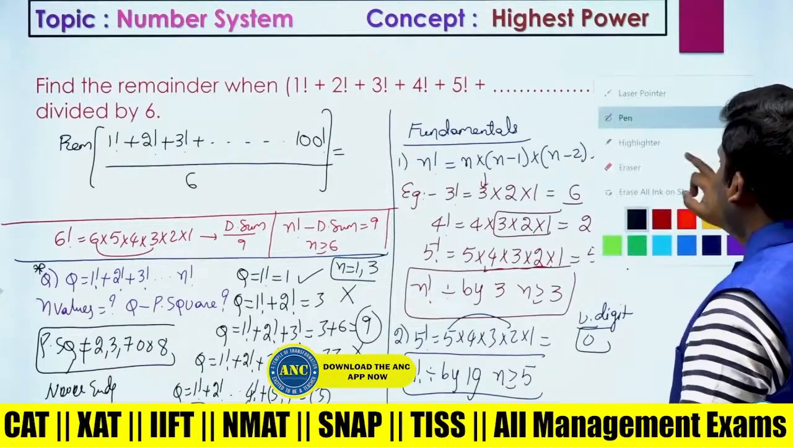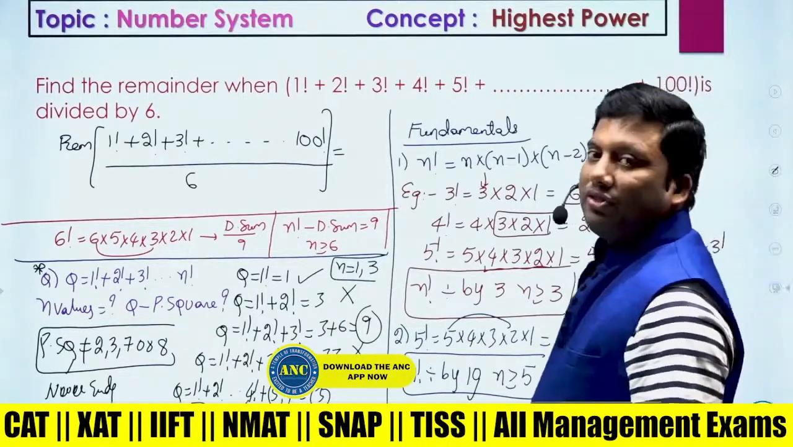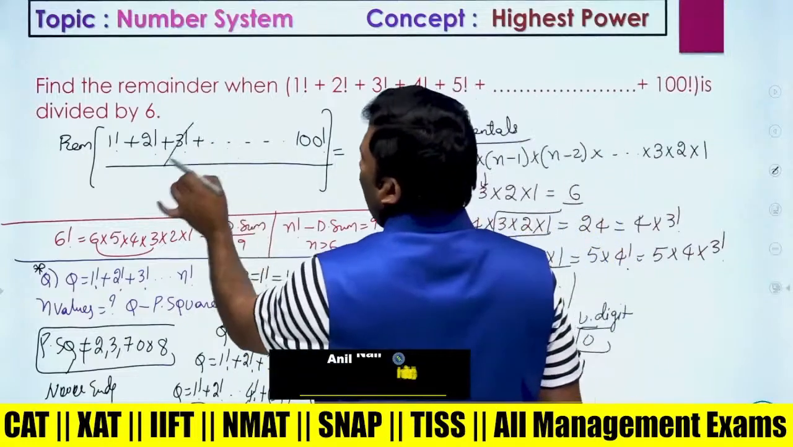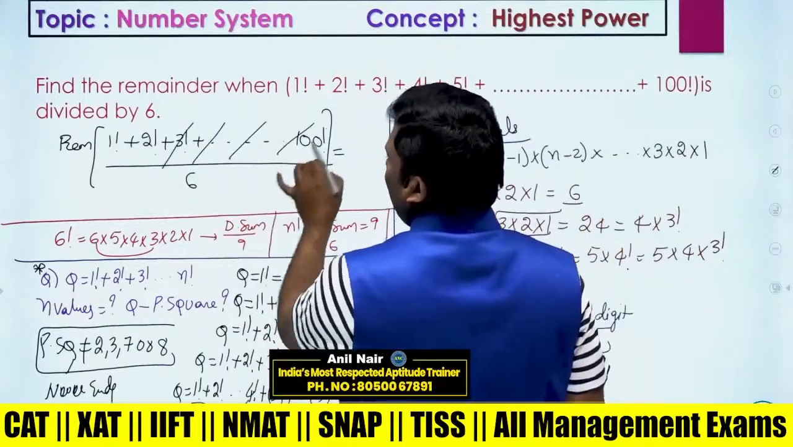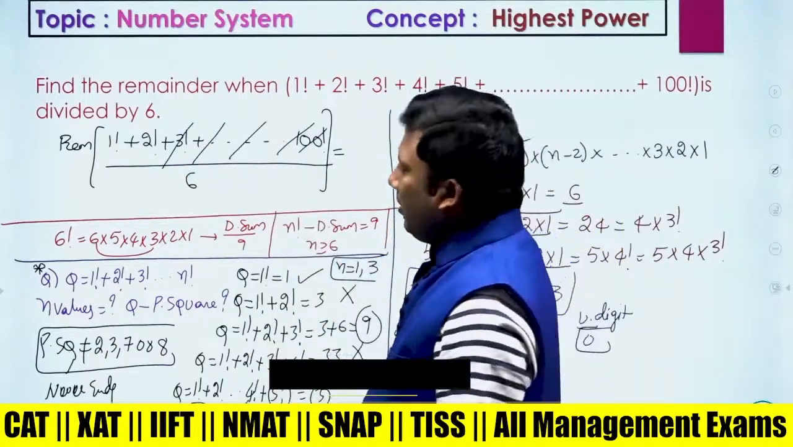Divisible by 6. 3 factorial it is, 3 into 2 into 1. So 4 factorial is 4 into 3 factorial. All are divisible by 6.